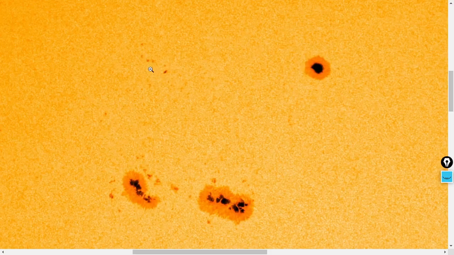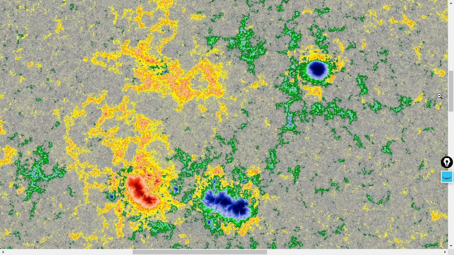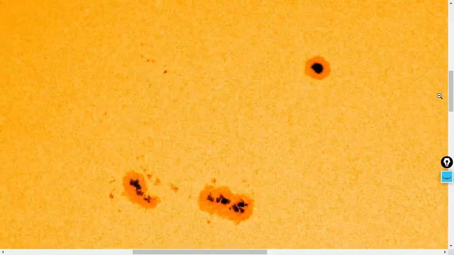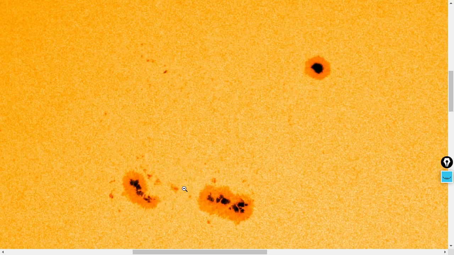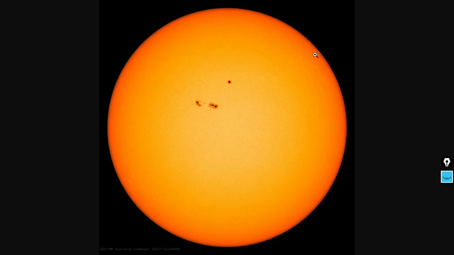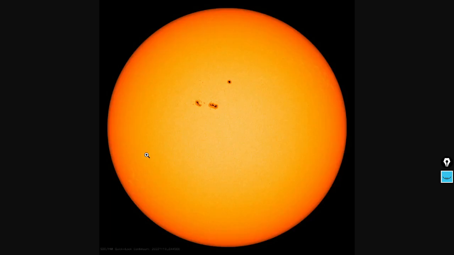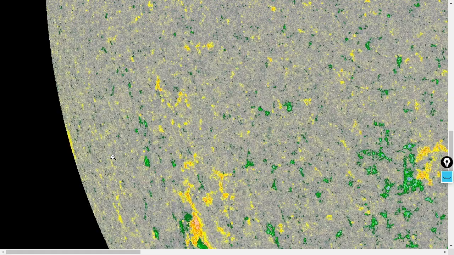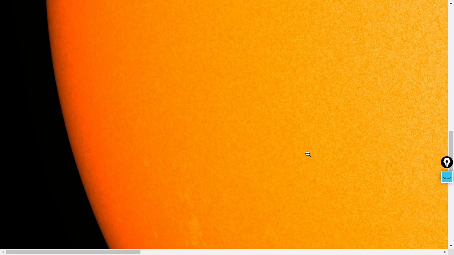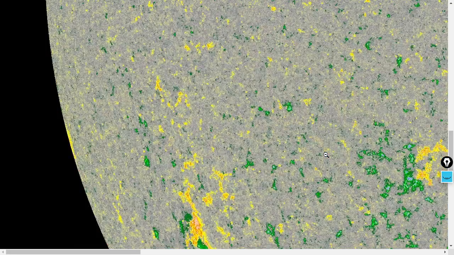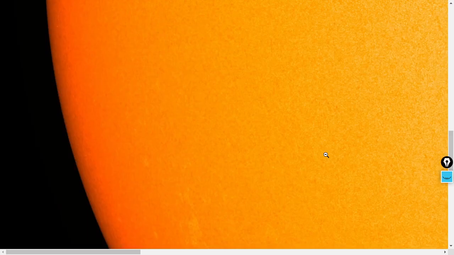So this group right here might get a name, actually. That is a significant beta gamma class sunspot group. This group down here, beta gamma class. This group up here, only alpha class. Here's your rotation back. Oh, we've got an active region rising here. Let's see if we can see any umbra. I think it's a little too early for that. But we do see that field coming up over the horizon.